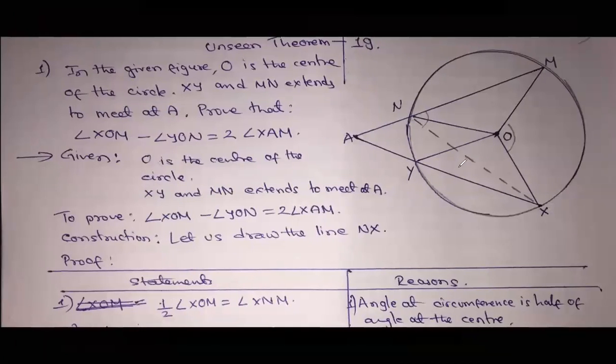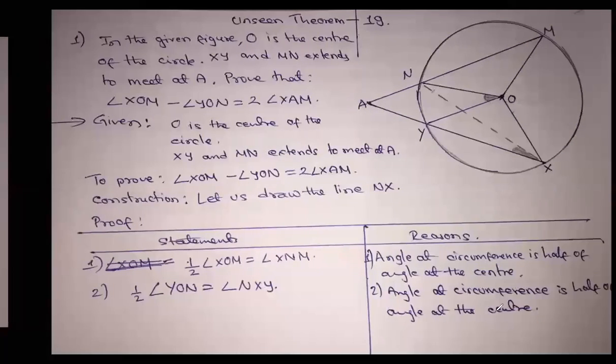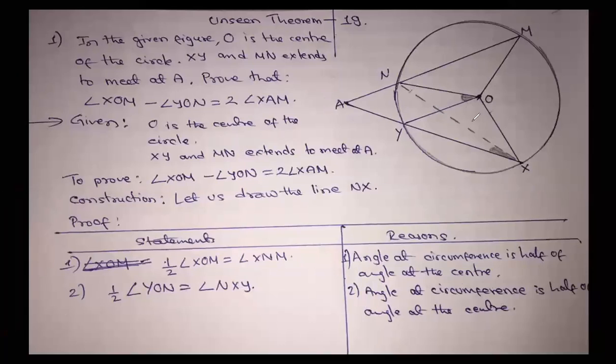Now after drawing the line, let us see. I have done it one by one. Look at the screen over here. This angle X and M is half of the central angle. This angle at the circumference is half of the angle at the center. So next, let us go to the next triangle as I have mentioned before. This is the angle at the center, and this is the angle at the circumference.